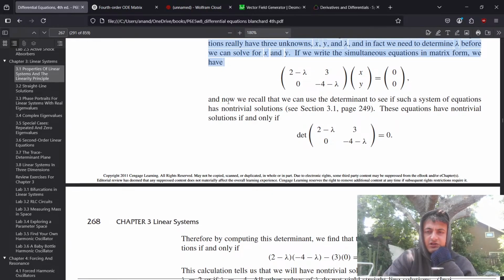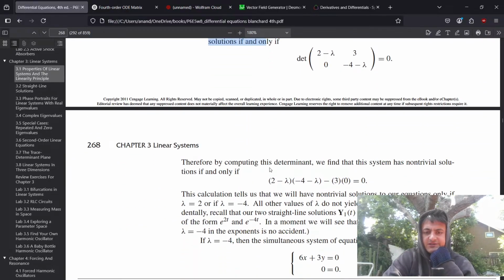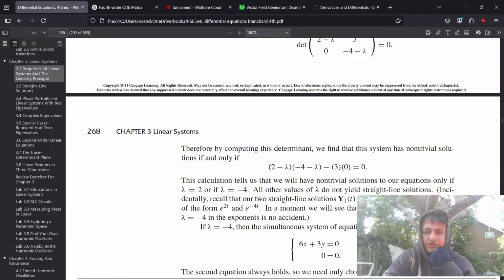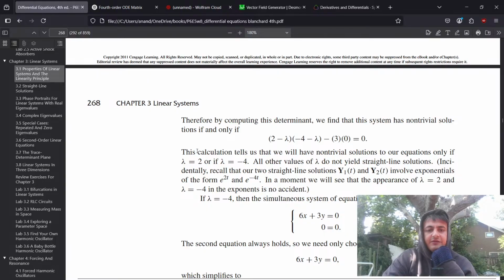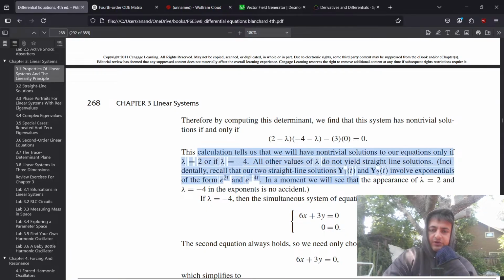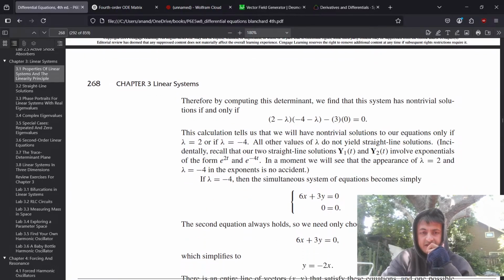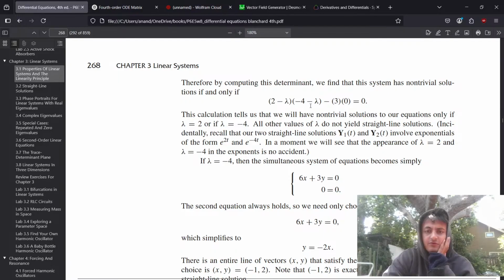These equations have non-trivial solutions if and only if the determinant is 0. Therefore, by computing the determinant, we find that this system has non-trivial solutions if and only if the determinant is equal to 0. So we just expand this out. This calculation tells us that we will have non-trivial solutions to our equations only if lambda is equal to 2 or minus 4. All other values of lambda do not yield straight line solutions.